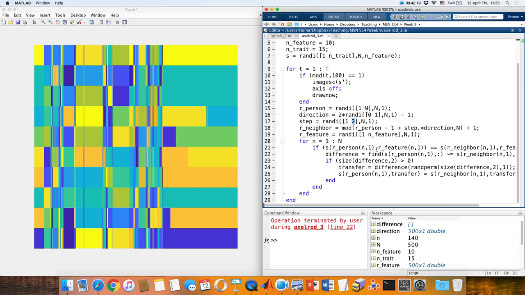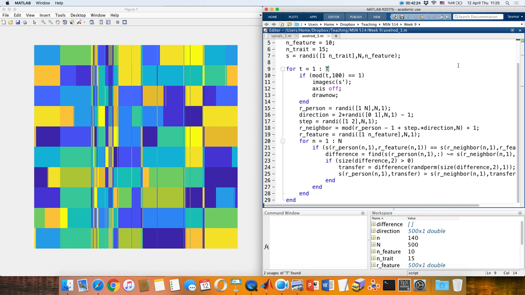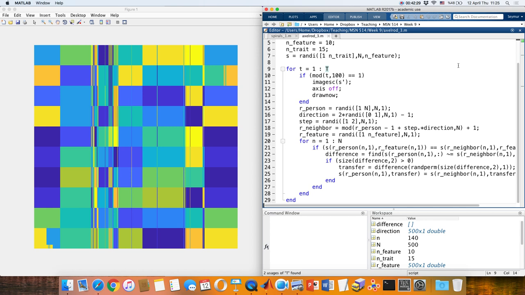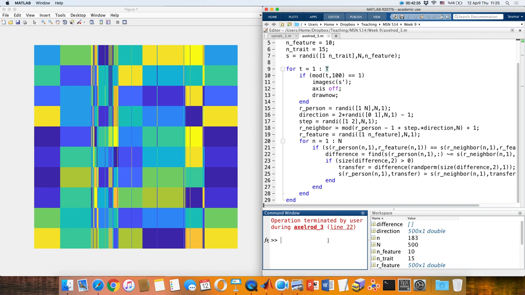So let's run this again. Do you see this nice interaction? Yes. But no culture dominates. Actually, interestingly, if you increase the number of villages that are interacting, then the possibility of domination actually increases.